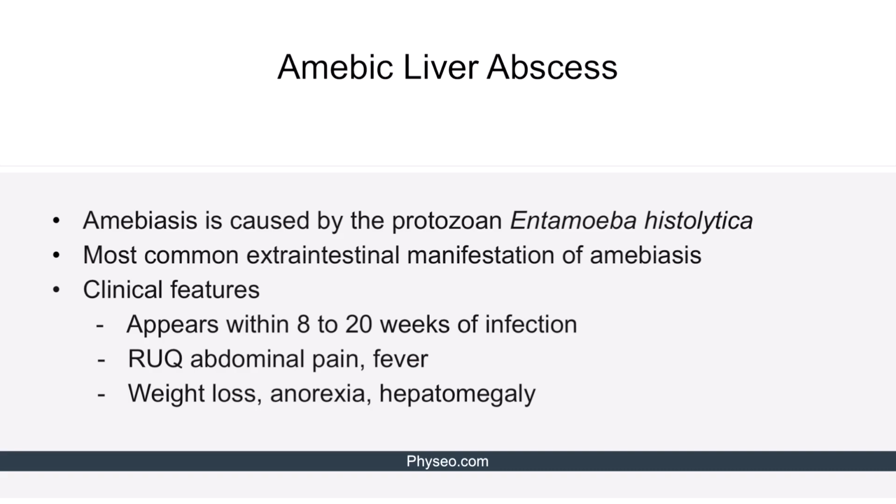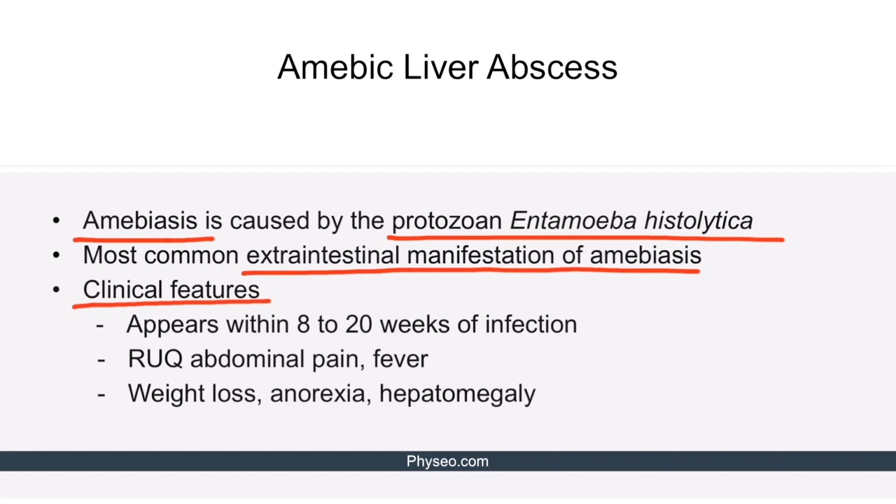Amoebic liver abscess is the result of amoebiasis, which is caused by the protozoan Entamoeba histolytica. This type of liver abscess is the most common extraintestinal manifestation of amoebiasis. Clinical features usually appear within 8 to 20 weeks from primary infection. Most patients present with right upper quadrant abdominal pain and fever. Other symptoms that may be encountered are weight loss, anorexia, and hepatomegaly.